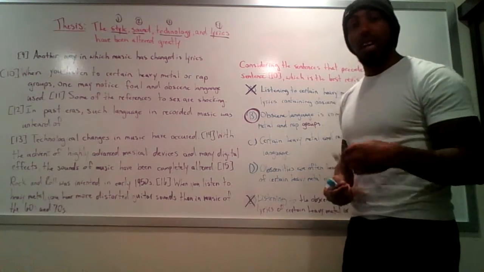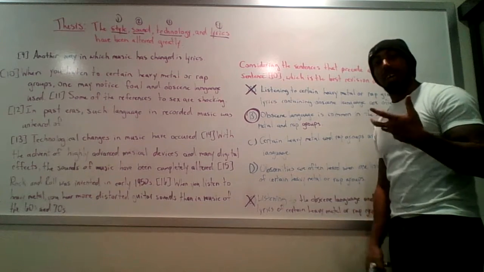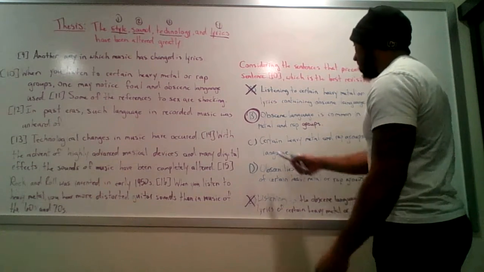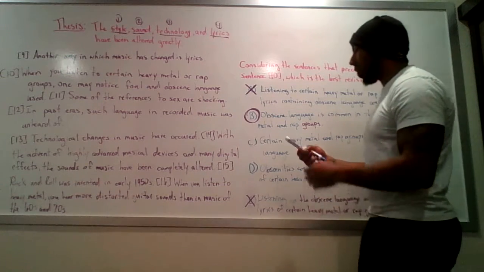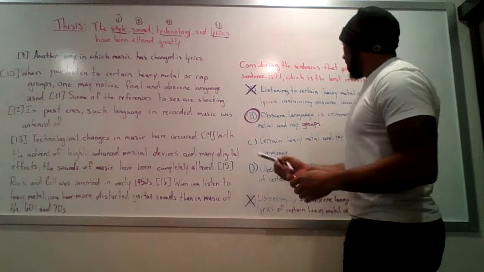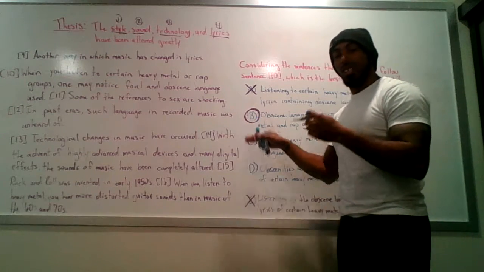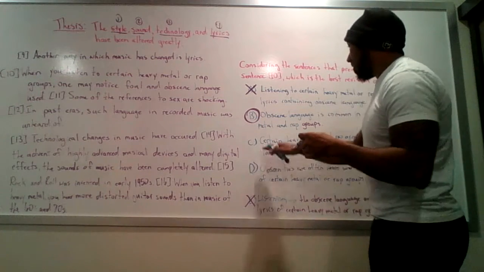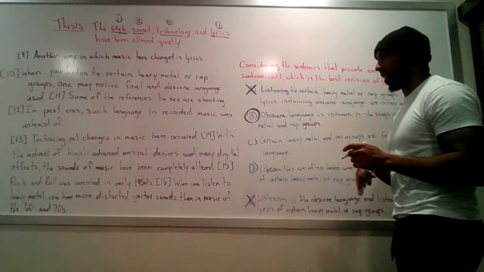But for the sake of being thorough, let's go over the last two and say why they're not okay. C says certain heavy metal and rap groups use foul and obscene language. Well, this is the same idea here, okay? But it's better to say it the way it is in B because, like I said, it's much more clear and concise. This is kind of awkward. Certain heavy metal and rap groups use foul and obscene language.